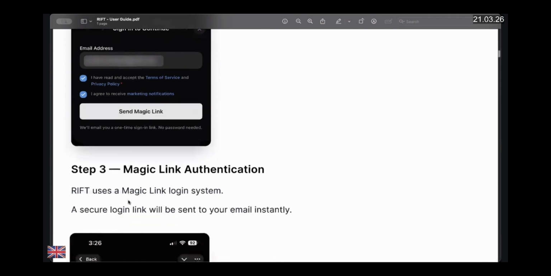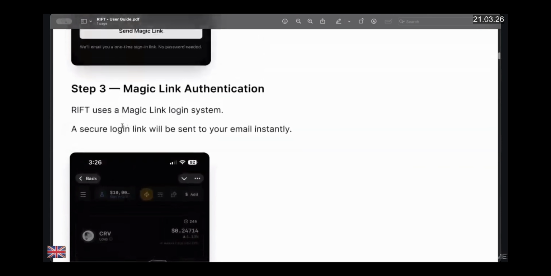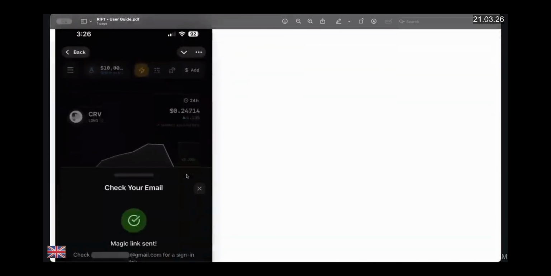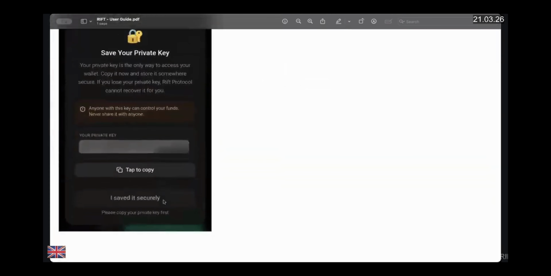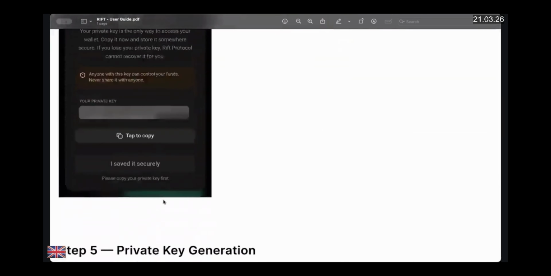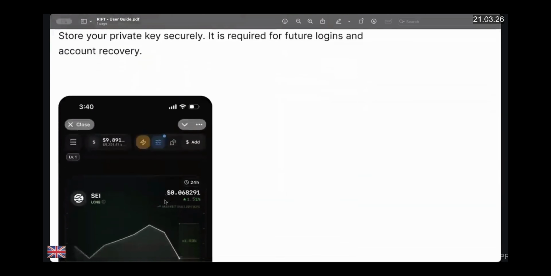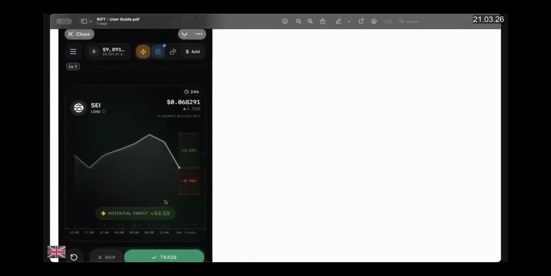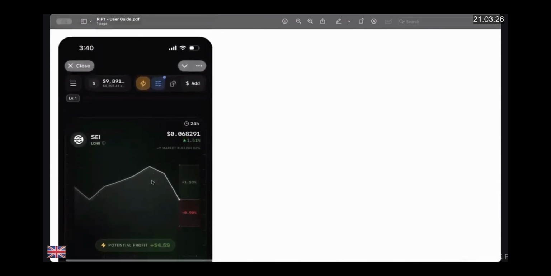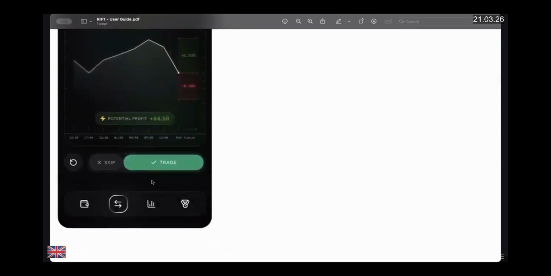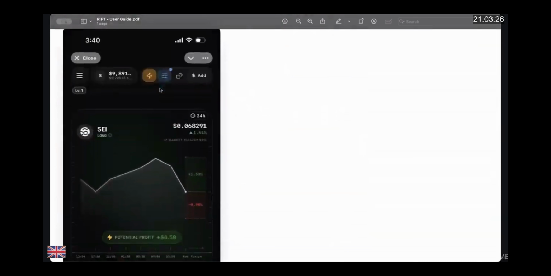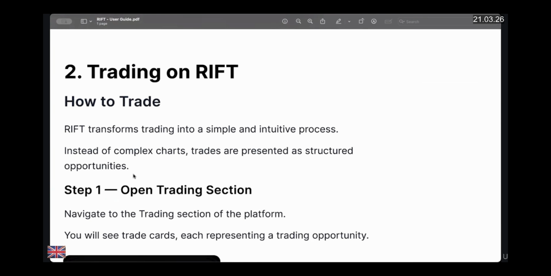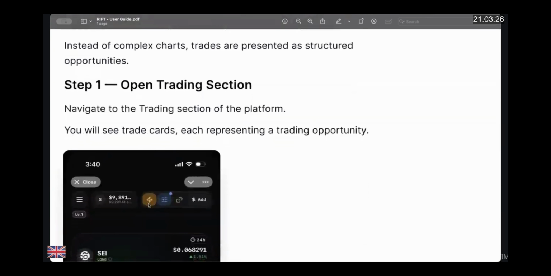Once you send the magic link to your email, you receive a confirmation on the email, and then a private key is displayed on the screen, which you copy and save. So once you copy the private key and save it securely, then you get to log in inside the app and you can start trading right away. Once you're ready to trade, there is an option to start trading with sliding left or right.